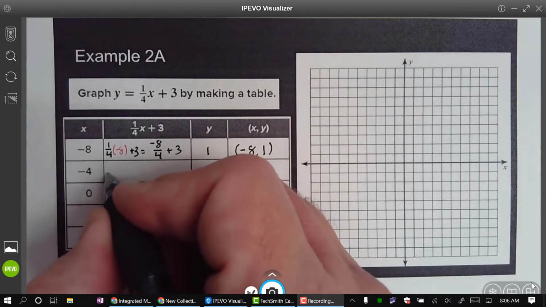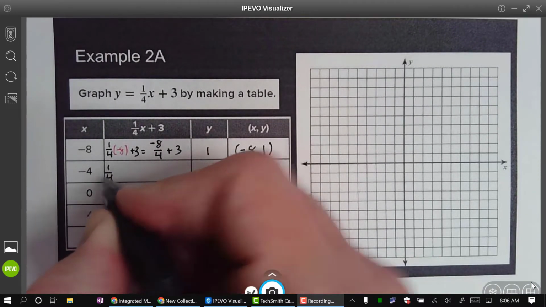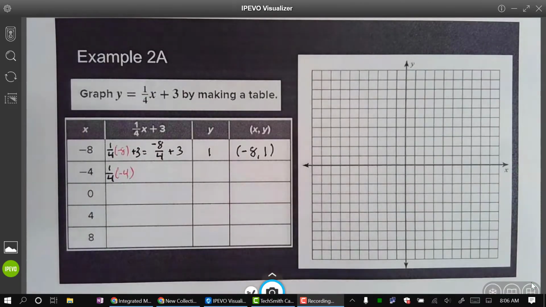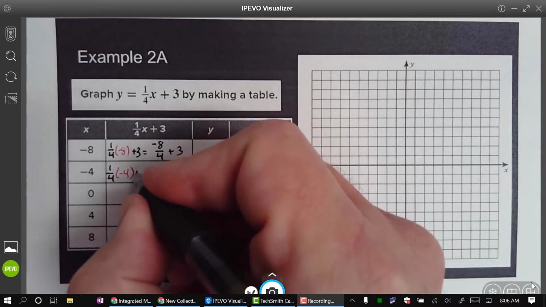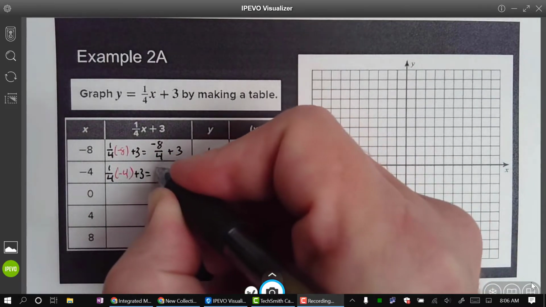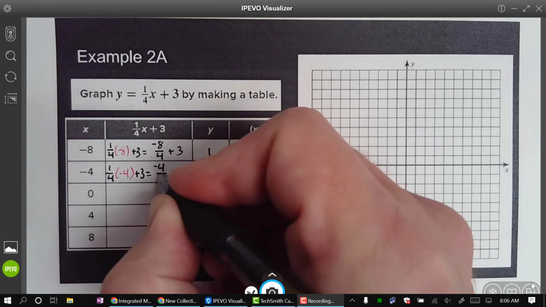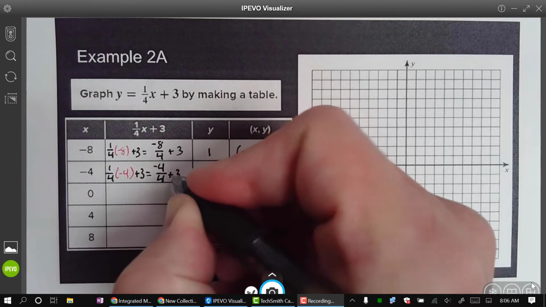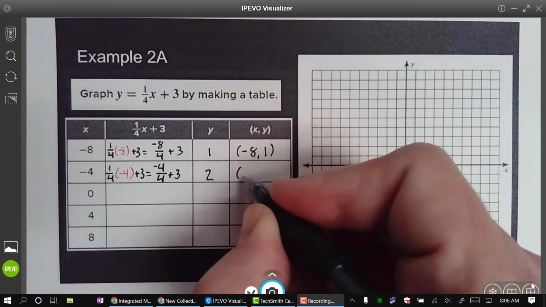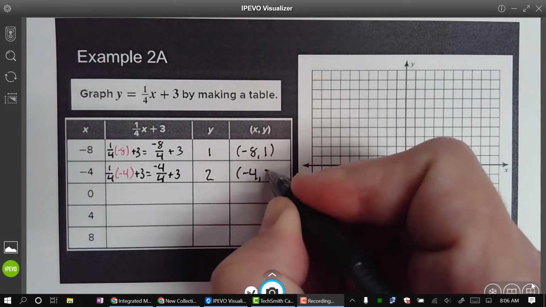Let's try the next one. 1/4 times negative 4 plus 3. So negative 4 times 1 is negative 4. Divide by 4 plus 3. So this is going to give me negative 1 plus 3, which is 2. So negative 4, 2.